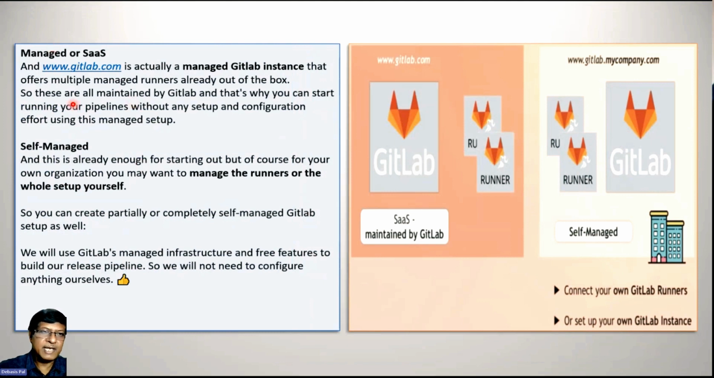So, managed SaaS versus self-managed. As I told you in my AWS session, we were learning about platform as a service, infrastructure as a service, and software as a service. Software as a service is where you have given everything to your cloud provider. They will manage even your application, even your data. Similarly, you can get a SaaS version of GitLab. That is the enterprise version. If your company wants, everything will be managed by GitLab. All the services will be taken from GitLab.